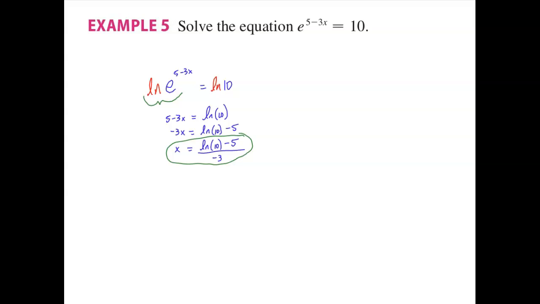Any questions? Go ahead and give me a green check to indicate that you're ready to move on.